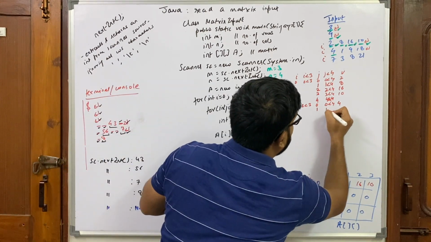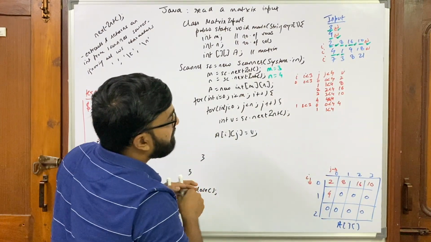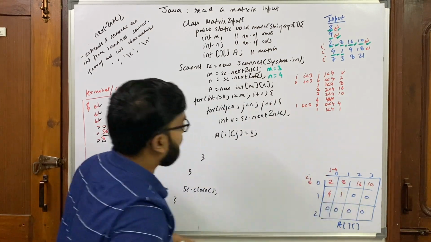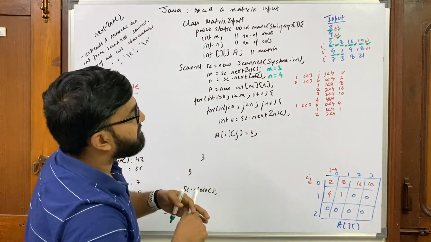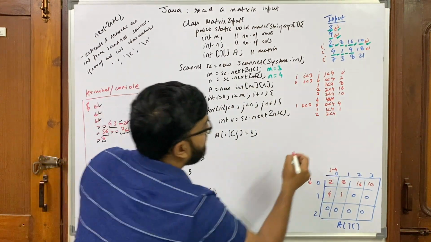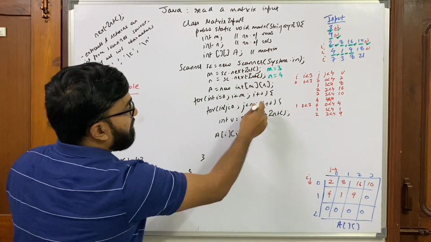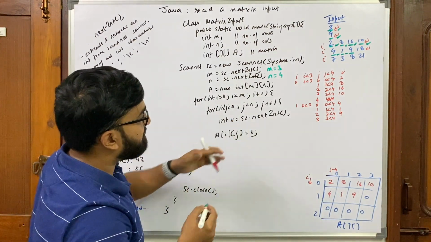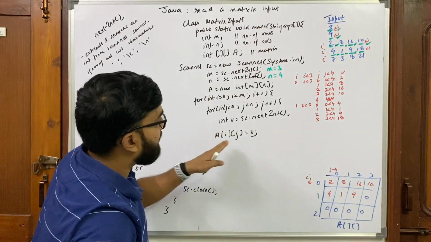j is less than n, 1 is less than 4. Next call of nextInt, this is ignored, this is returned. 1 is returned in v, v becomes 1, then a[i][j] is v, a[1][1] is 1. We go back to increment the value of j, j becomes 2, 2 is less than 4 is true. You come inside, sc.nextInt, this is ignored, this is returned, v becomes 9, a[1][2] is 9. You come back here, j plus plus, j becomes 3, 3 is less than 4 is true. You come inside this for loop, v is sc.nextInt, this is ignored, 18 is returned, v is 18. Then a[1][3] is 18.